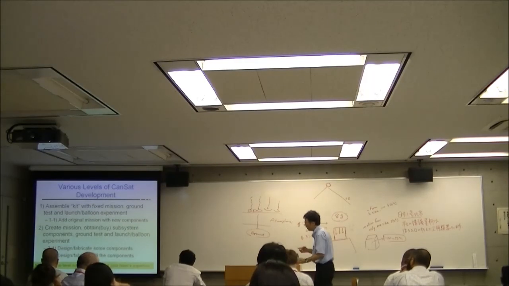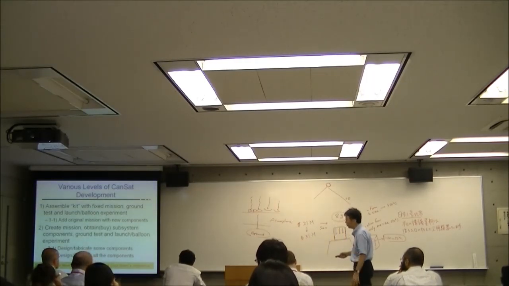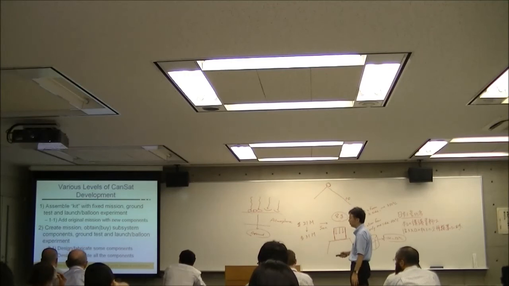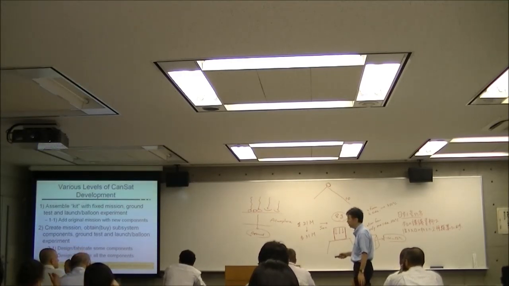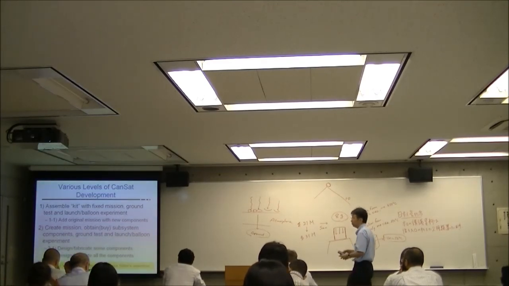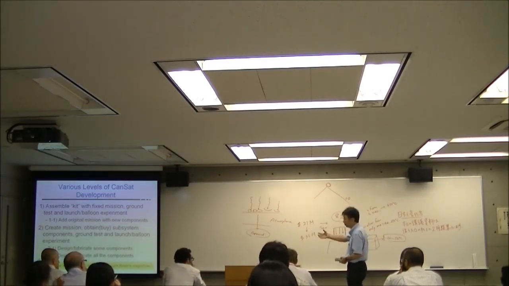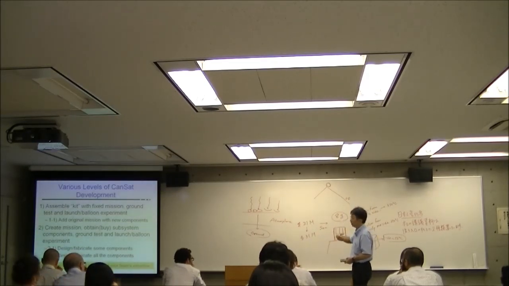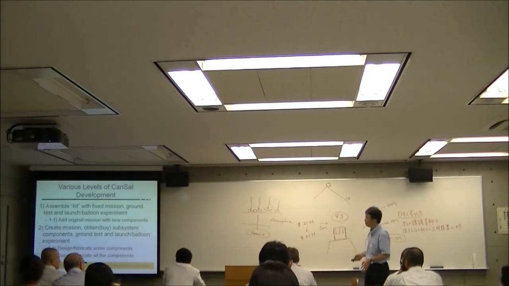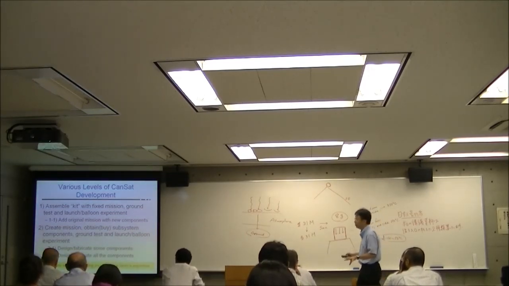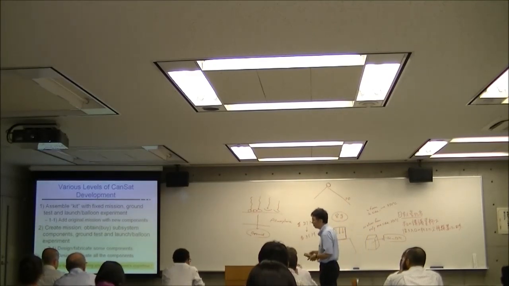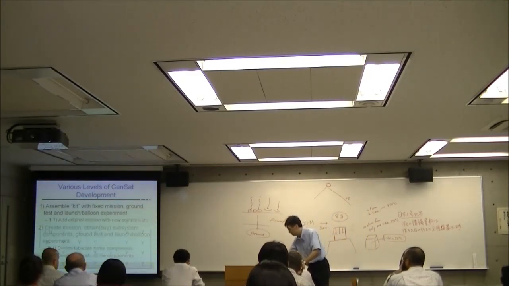And as I said before, you should find an adequate level considering you and your team's expertise. Okay? For example, you are a novice. You don't know very well about the CanSat system, and also your student doesn't know anything about CanSat. So then, the very good starting point is something like number one. So 1-1 could be the very adequate level. Okay. So please find an adequate level considering you and your team's expertise.